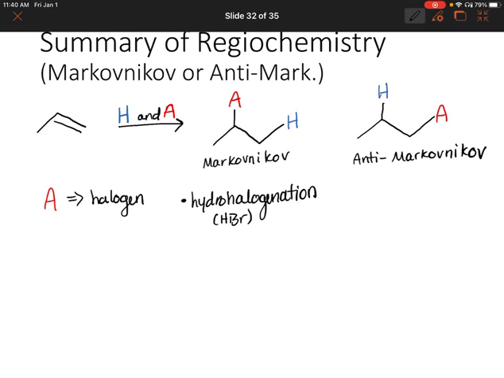Now, how could we add hydrogen and bromine anti-Markovnikov? So what would we need to add to make sure that bromine adds to the less substituted side? Peroxide, right? Just some sort of peroxide. So we're still performing hydrohalogenation, but in addition to our HBr or HCl, whatever we're using, we're also going to add a peroxide.